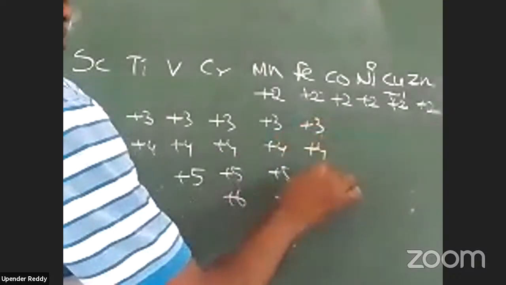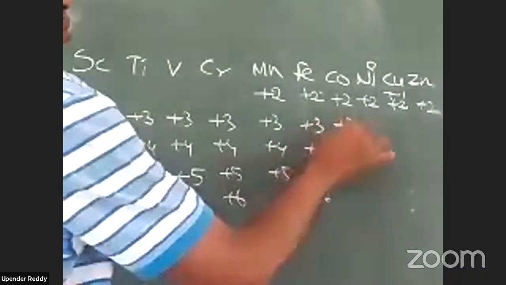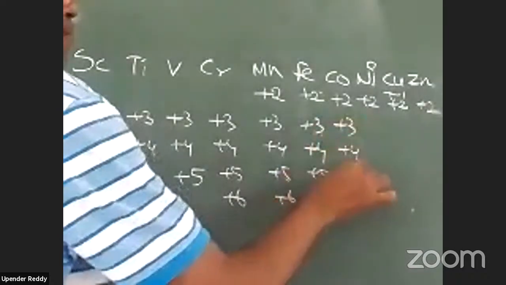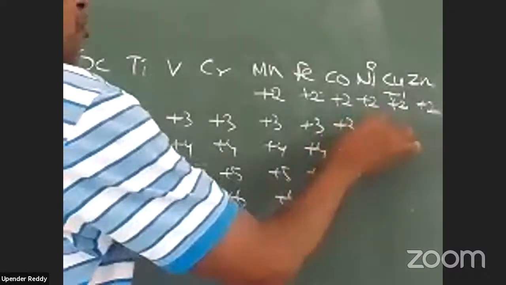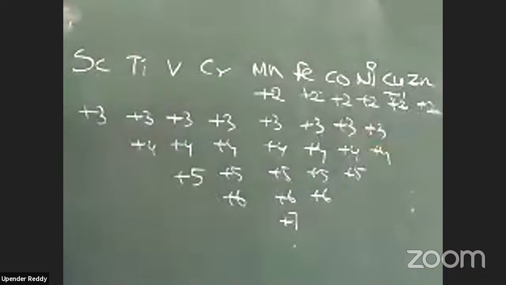+4, +5, +6. Cobalt up to +5. Nickel up to +3, +4. Copper shows only +1, +2. Zinc shows +2 only.